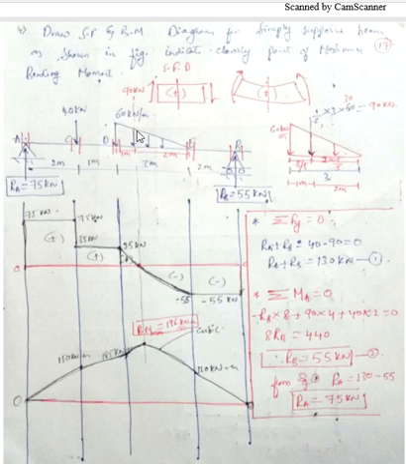Then there is this UVL. When I convert it into a point load, it is 90 at a distance of 1 meter from D. So it will give me clockwise movement since it is acting downward. So plus 90 into 1 plus 1 will be 2, 2 plus 2 will be 4. So plus 90 into 4. Here you can see it is plus 90 into 4.